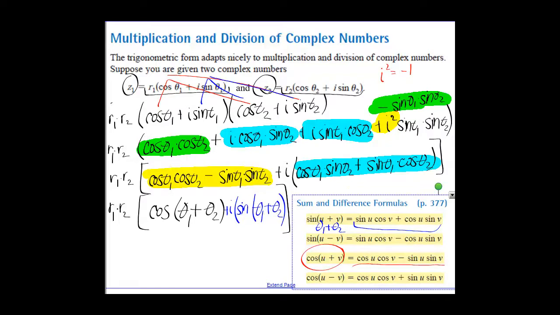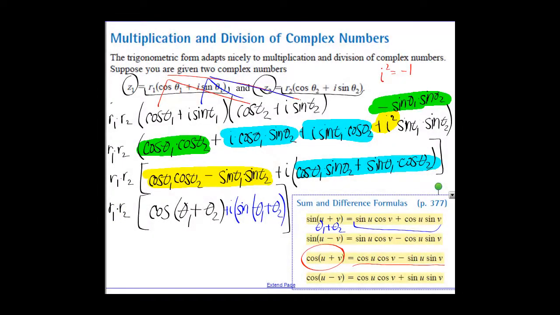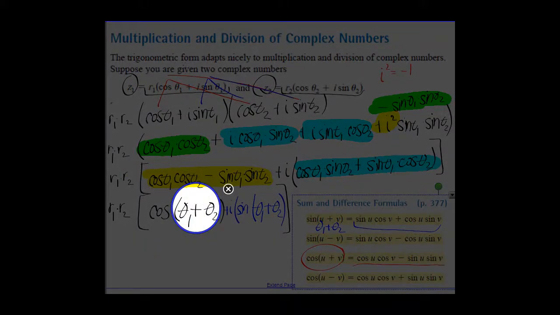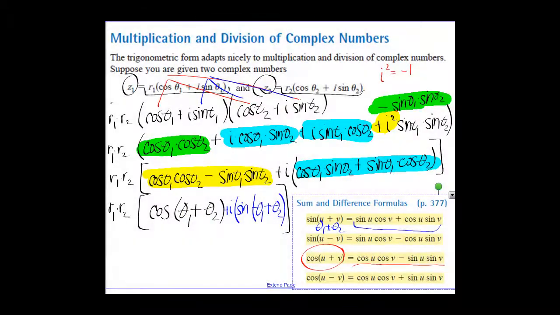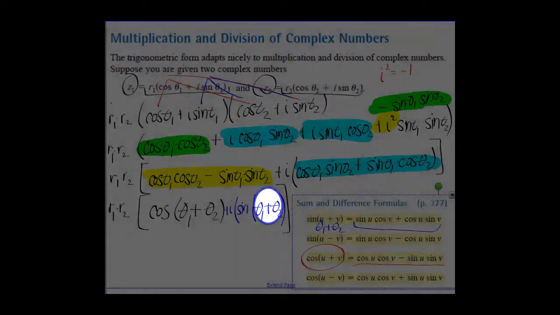So when we're asked to multiply two complex numbers that are already in trig form, we simply multiply their r's together. Inside the parentheses, we take the sum of theta 1 plus theta 2. That'll be our real piece, so cosine of the sum. And then sine, again, we take the sum, will be our imaginary piece.